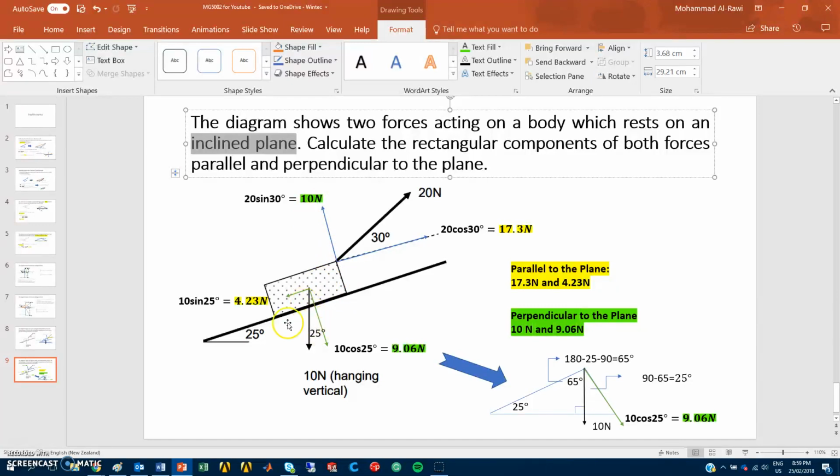Then we did the same thing by transferring the angle from 25 degrees here to that position, as explained in this diagram. We managed to find the components: 10 cosine 25, perpendicular to the plane, which is equal to 9.06 newtons, and the other one, parallel to the plane, 10 sine 25, which is equal to 4.23 newtons. That's the final answer for this question.